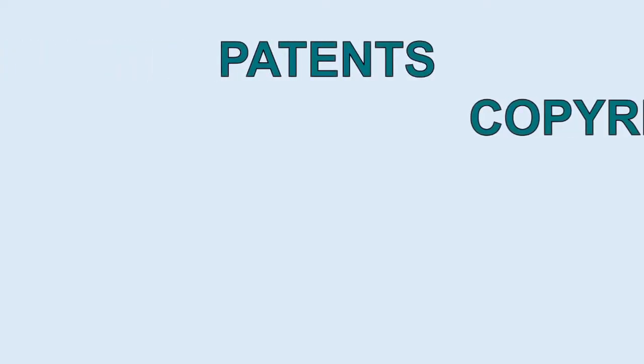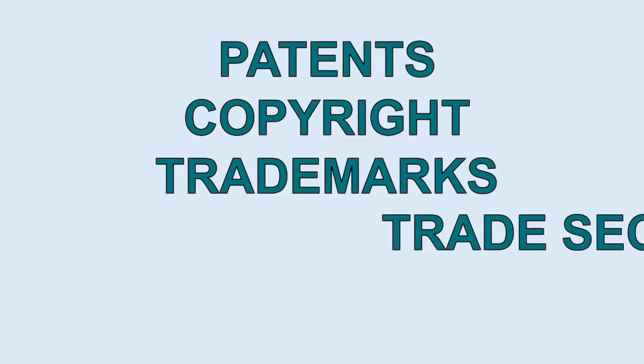I'm Chris. In this video I want to talk about something pretty basic, but I find it's a pretty common point of confusion among a lot of people, so I wanted to talk about it. And that's the difference between different types of intellectual property, IP. So in the United States, you've got your big four: patents, copyright, trademarks, and trade secrets.